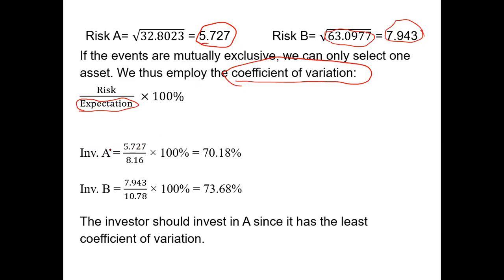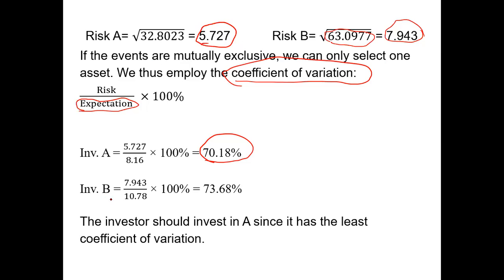Okay. So for asset A, the risk was 5.727. The expectation, or the expected return, was 8.16. So if you find a percentage, you get 70.18. So it means that 70.18% of the return of asset A is risky.